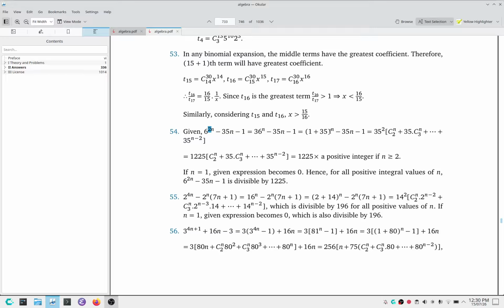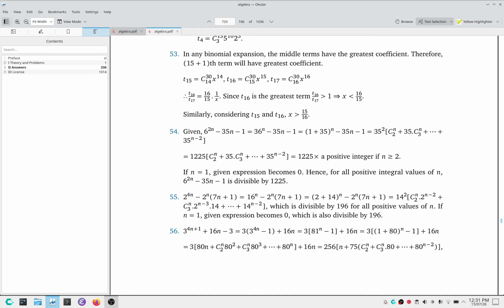which is equal to 35 square times nC2. We expand this and you cancel the first two terms, plus 35 cube nC3 and so on. So it is 35 square, which is 1225. So the whole thing is 1225 into a positive integer if n is greater than or equal to 2.